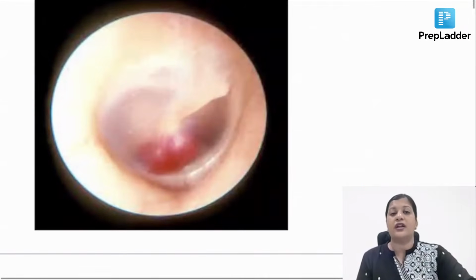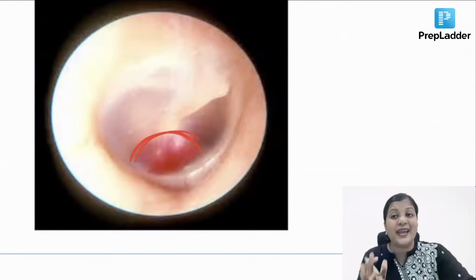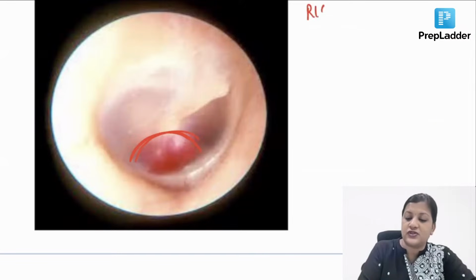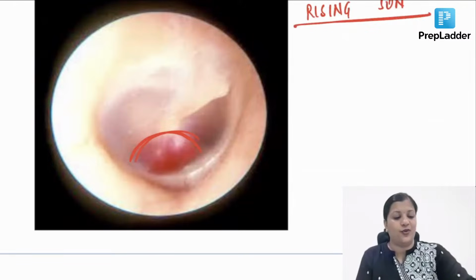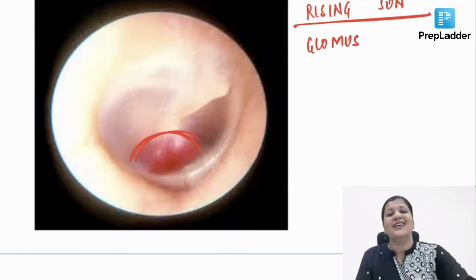So this is something that you should know. Right now, look at this image, and what do you see? There is a reddish hue coming from the floor of the middle ear. It's not pinkish, it is bright red. What do you think? What is the diagnosis? Giving you this appearance, which is called as rising sun appearance. And what should your answer be? Yes, this is nothing but your glomus tumor or glomus jugulare, which arises from the jugular bulb present in the floor of the middle ear.